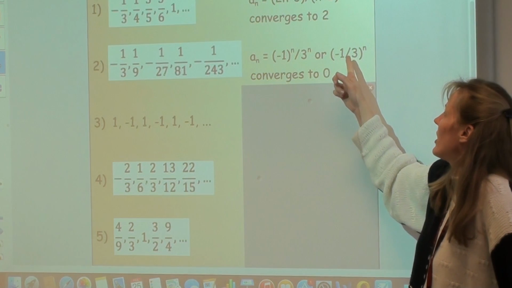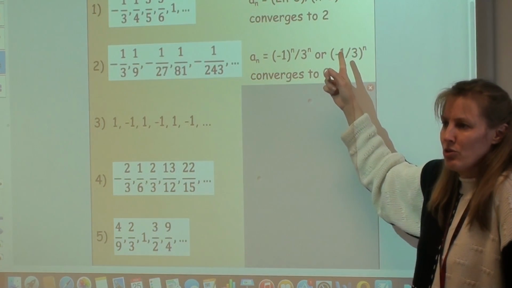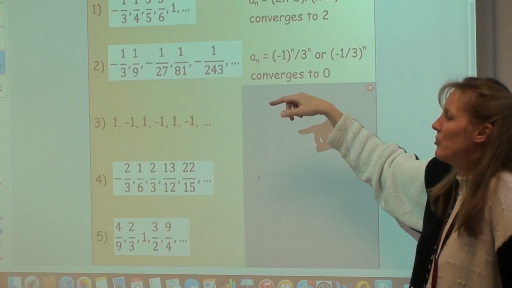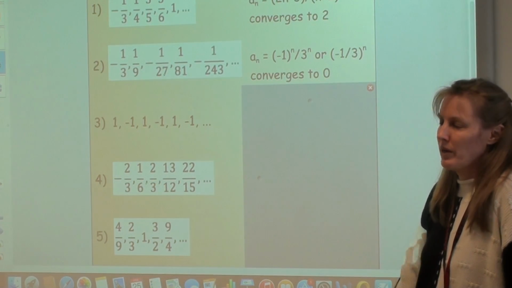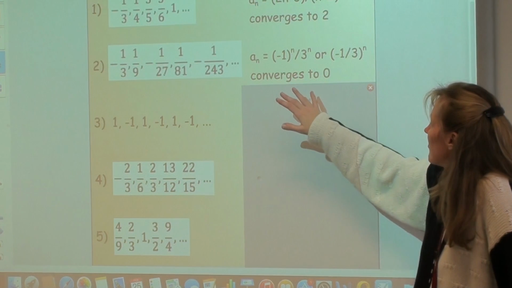This we haven't really talked about yet. In order to do this one, you would have to do one of those funky L'Hopitals, but just know this converges to 0 and we'll learn why later.